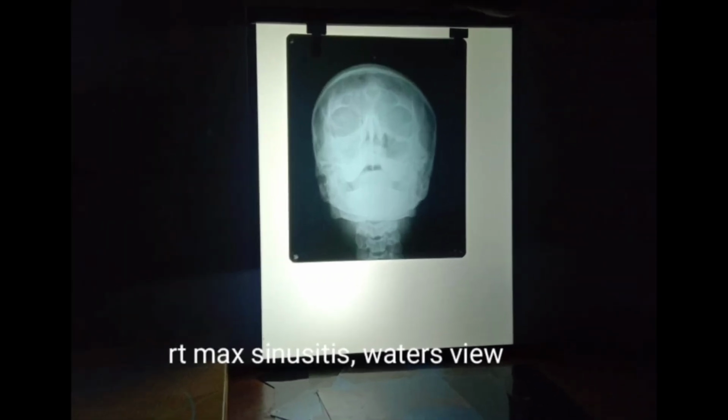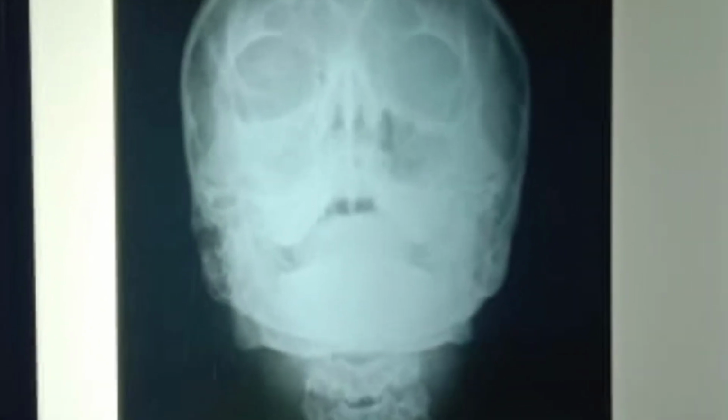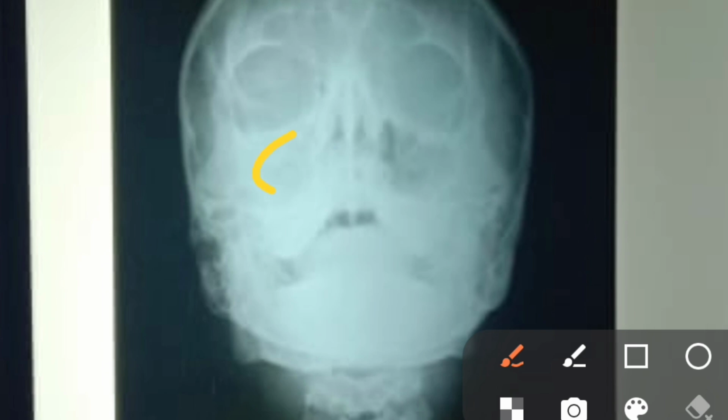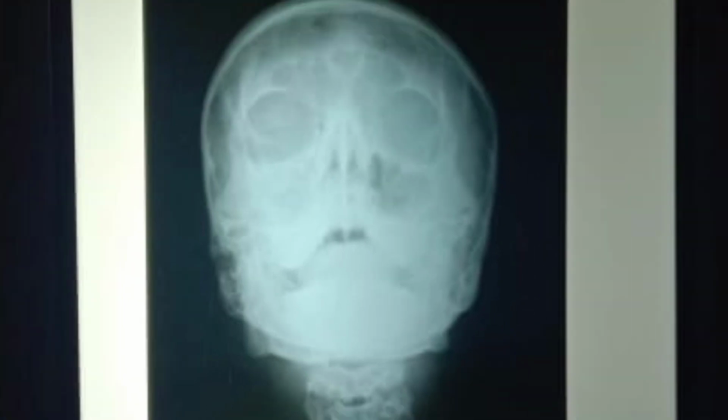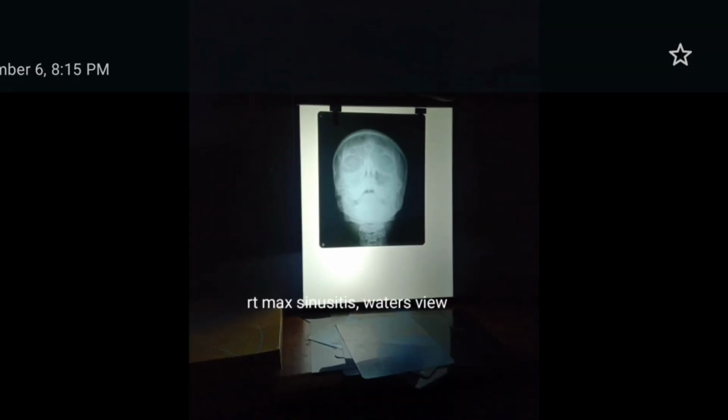Next, this is a right maxillary sinusitis, Waters view. You can see this side is more opaque than this side. Most commonly the Waters view is a must, and adenoids is also a must.